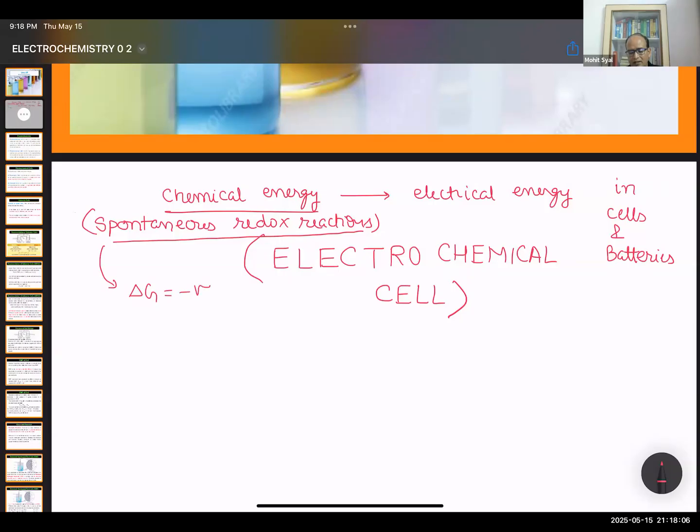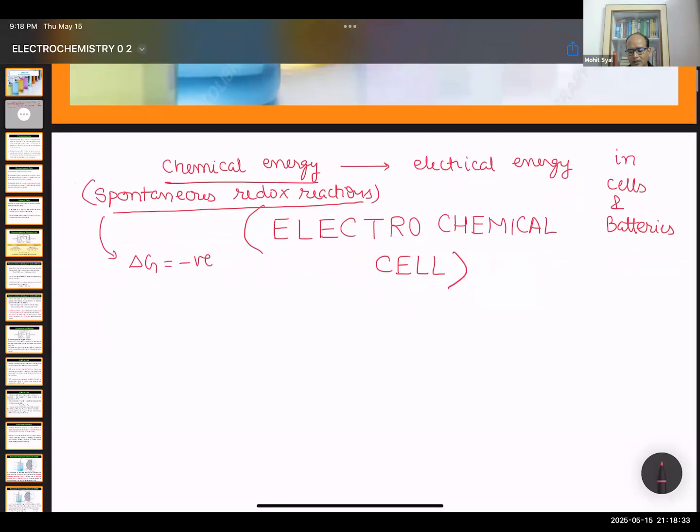Spontaneous, in layman language, so that is a more technical way of answering. Delta G is negative, that is true, but a simpler way to answer as of now is: there are certain reactions which can occur on their own once initiated, and there are certain reactions which are impossible, which can't occur on their own. There are a lot of redox reactions which can occur on their own.